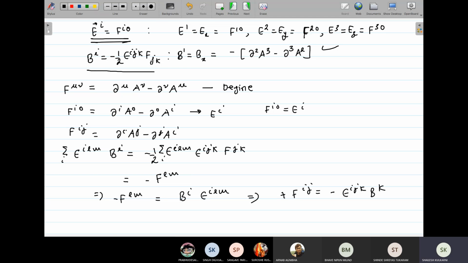So B in terms of F is given by this relation and F in terms of B is given by this relation. They are not the same. There is a half difference. Is this clear? So note these relations: this, and this.